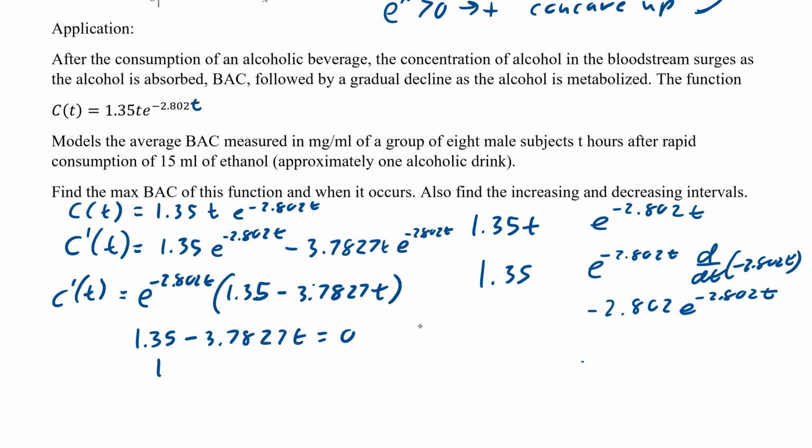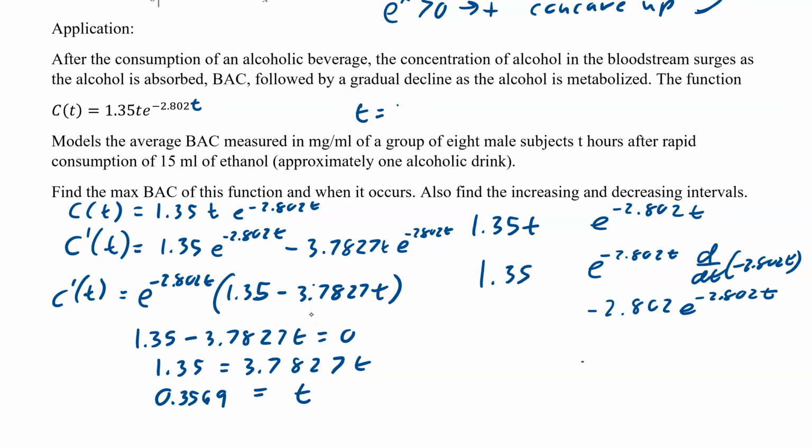So we set that equal to 0 and we solve it. So our t equals 0.3569, and t is in hours. So once we have all this stuff, we want to write everything down.